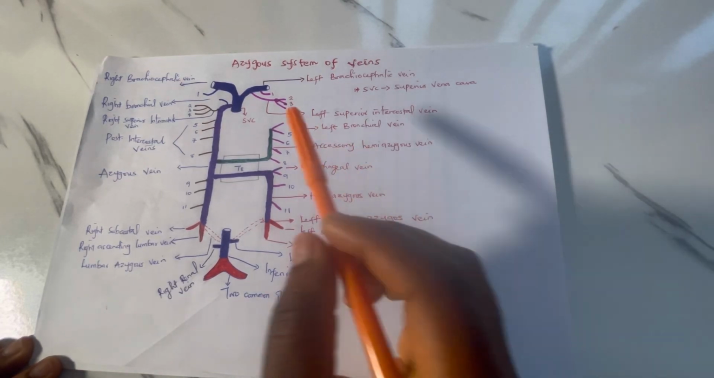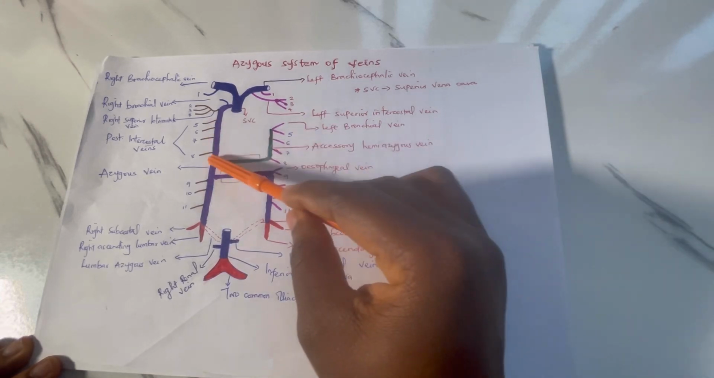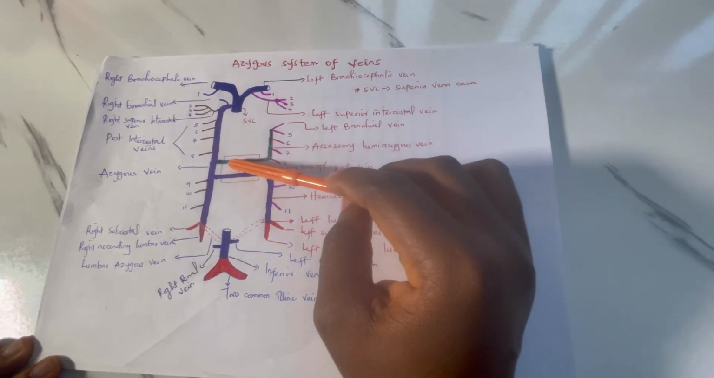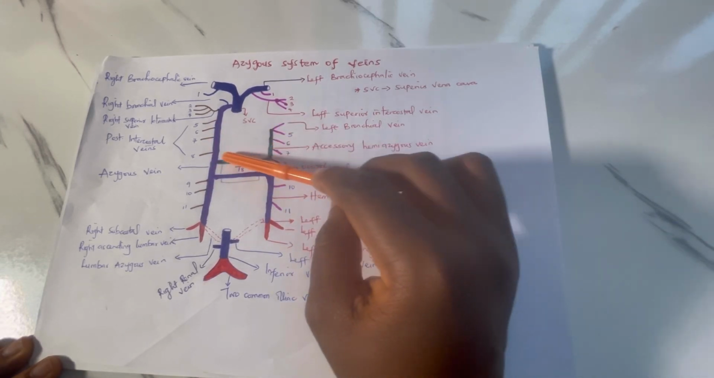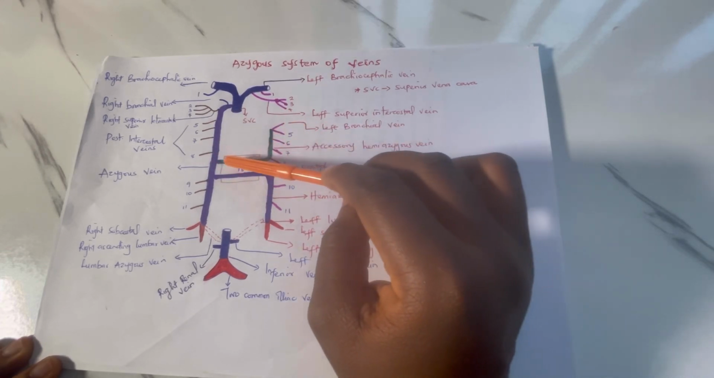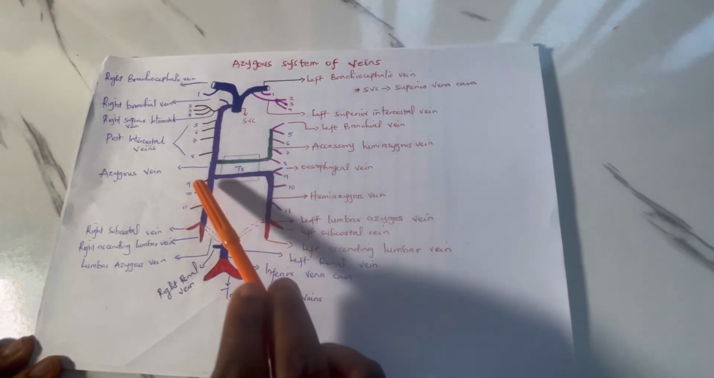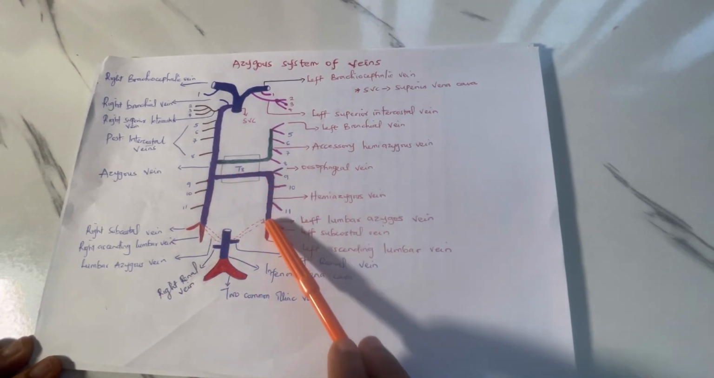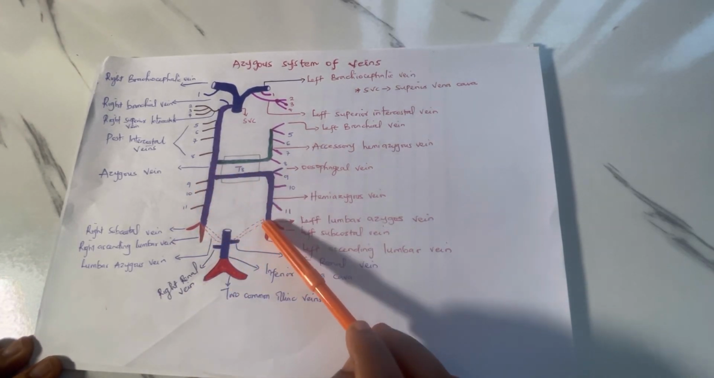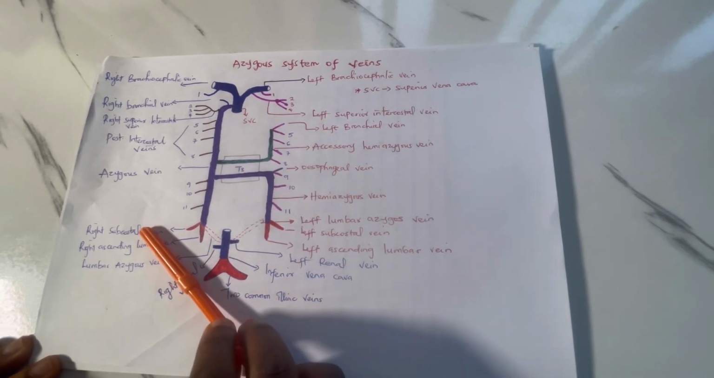So let's talk about the accessory hemiazygos vein. The accessory hemiazygos vein is referred to as the superior hemiazygos vein. This is because it's a mirror image of the upper part of the azygos vein. So I forgot to say that the hemiazygos vein is also referred to as the inferior hemiazygos vein because it is the mirror image of the lower part of the azygos vein.